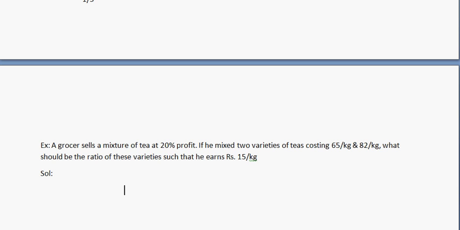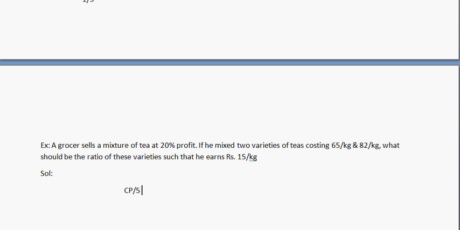Let's do it. He says that a grocer sells a mixture of tea at 20% profit. If he mixes two varieties of tea, 65 per kg and 82 per kg, what should be the ratio of these varieties so that he earns 15 per kg? So his profit is 20%, which he says is equal to rupees 15. So 20% profit means if CP is CP, the profit is 20% of CP. We can write 20% as 1 by 5.